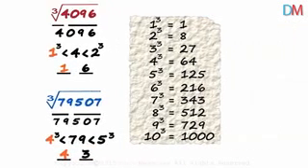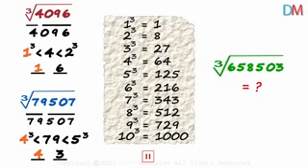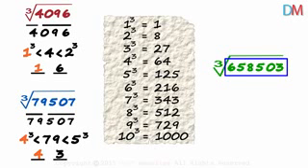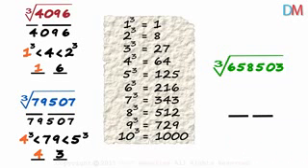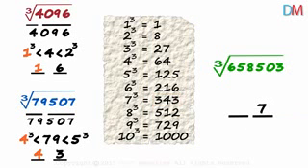Let's try out one last example in this video. The cube root of 658,503. Give it a shot. As it's a 6-digit number, its cube root will be 2 digits long. The units digit of the number is 3, and in the cubes column, the number with the units digit as 3 is 343, which means that the units digit here will be 7.